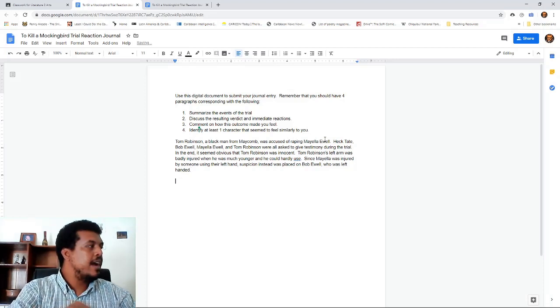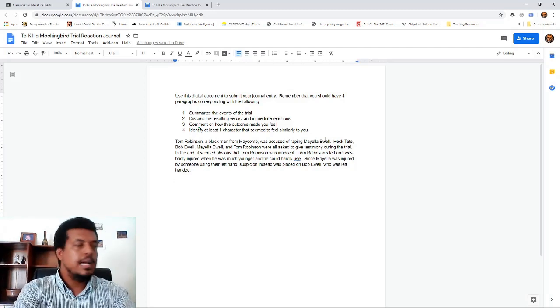In our second paragraph, discuss the resulting verdict and immediate reactions. Whose immediate reactions? Well, we're talking about the events in the novel, so it will probably be the reactions of the people in the novel. What was the verdict? Despite all this evidence, Tom Robinson was found guilty.